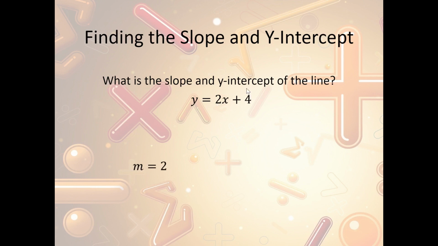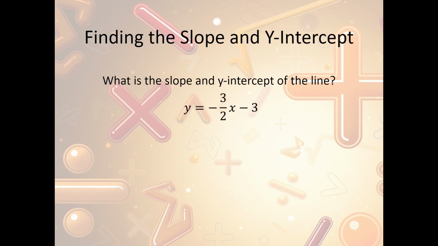The y-intercept is the lonely one. Why am I alone? Well, the lonely one is 4, so my y-intercept is 4. So that's how I pick out the slope and y-intercept given an equation.